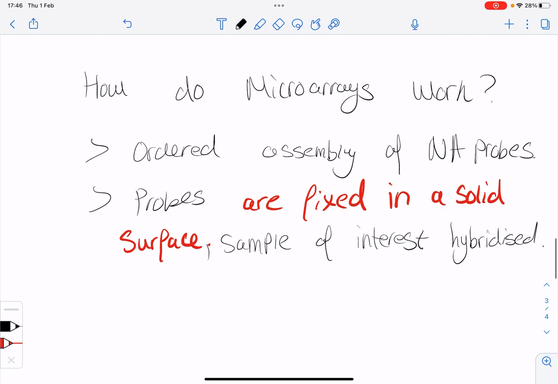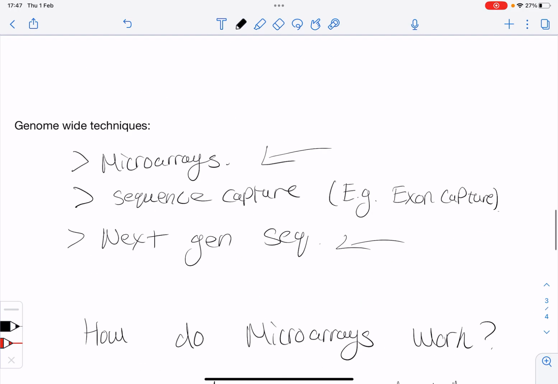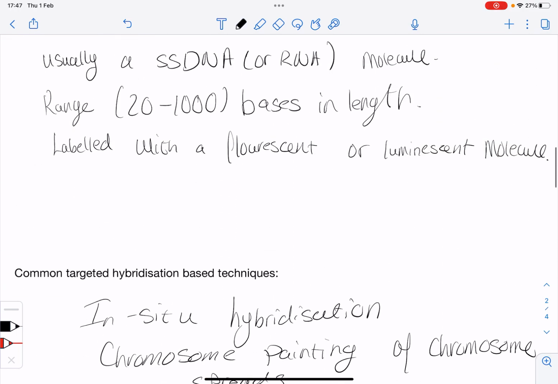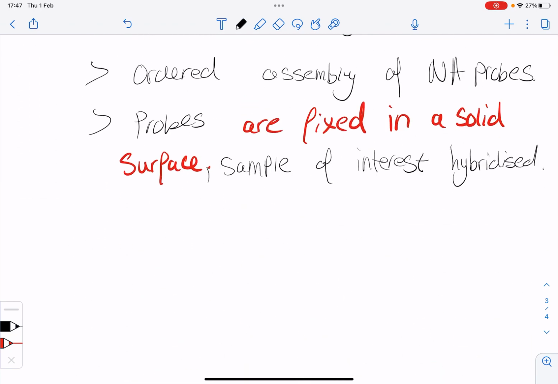Right. So just to go over it again, microarrays are an ordered assembly of nucleic acid probes, so they're ordered, and the probes are fixed in a solid surface. So again, remember, solid surface, and the sample of interest, the exon X or exon Y, for example, the sample that we want to analyze, is hybridized. Right, so quite straightforward.